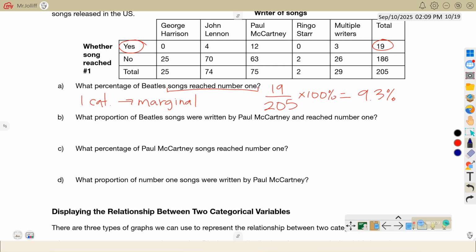Okay, let's do the next one in blue. Next one says, what proportion of Beatles songs were written by Paul McCartney and reached number one? What keyword is in that statement? There's an "and" right there, which means this is a joint relative frequency. The keyword "and" is telling me it's joint.